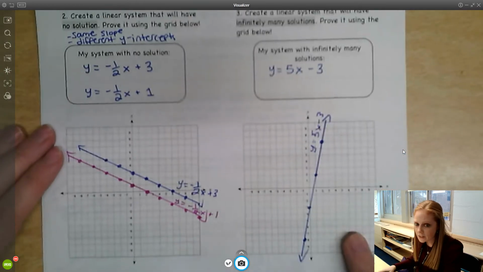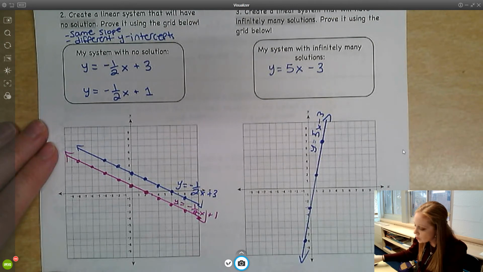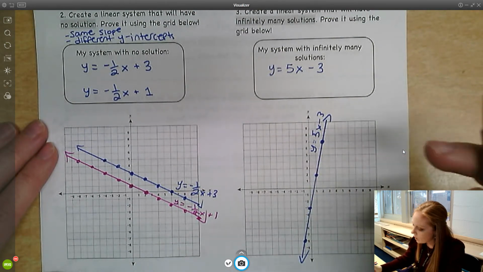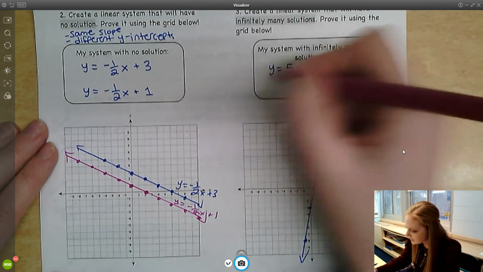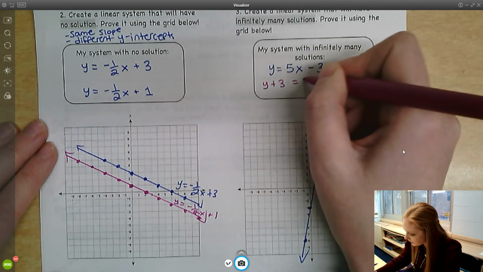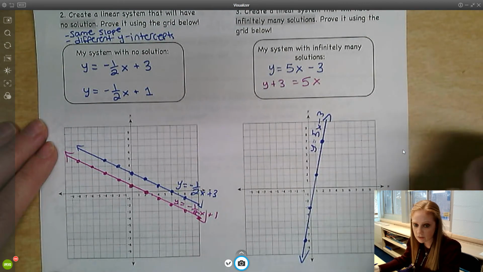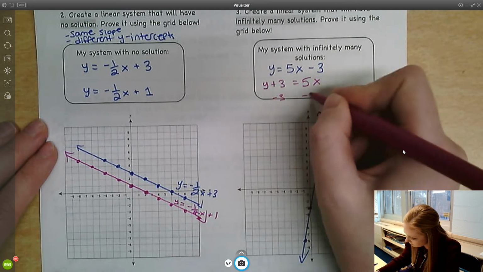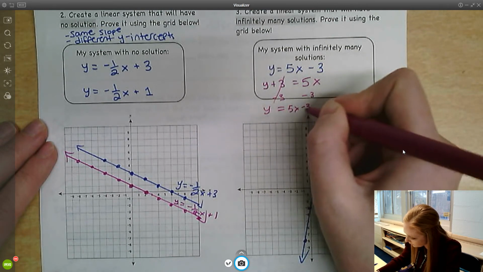Now, to have infinitely many solutions, it has to be the same line on top of each other. So I could just write y equals 5x minus 3 again, but that would be too easy. So instead, I'm going to say, what if you add 3 to both sides? Let's bring that 3 over there. Then I would have y plus 3 equals 5x. Minus 3 on both sides, we would get the original. So I'll show you. Minus 3 on both sides. You would be back at what you started with.